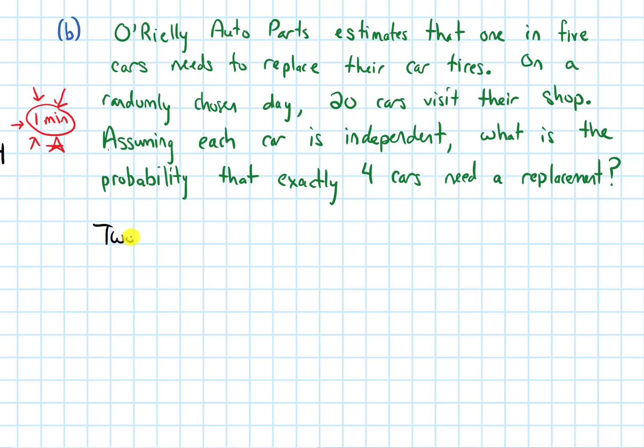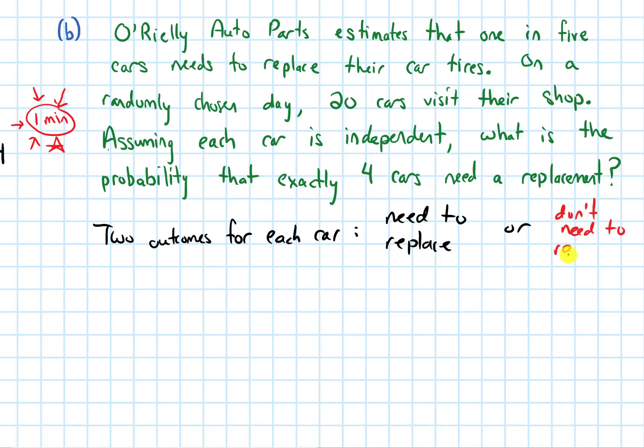So in this question, there are two outcomes for each car. And those outcomes are either they need to replace their tires, or the other outcome is they don't need to replace their tires. And we're asking that question for each car that visits O'Reilly Auto Parts. So we're repeating this experiment, this check for each car, and that makes this a Bernoulli question.